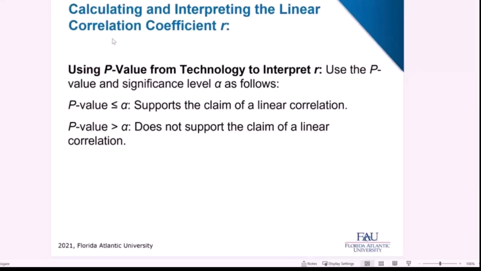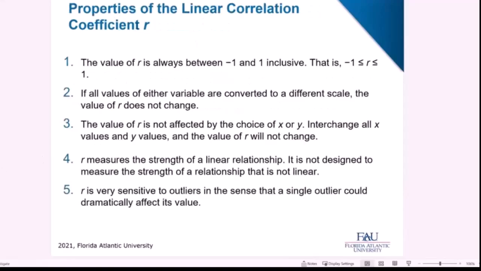Calculating and interpreting the linear correlation coefficient R. Using the p-value from technology, meaning StatCrunch, to interpret R, we can use the p-value and significance level alpha as follows. If the p-value is less than or equal to alpha, it supports the claim of a linear correlation, and if it's greater than alpha, it does not support the claim of a linear correlation.